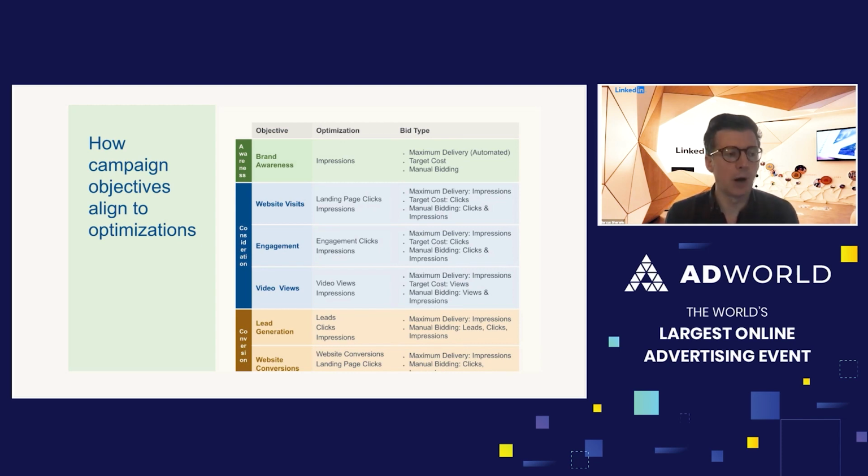So the first thing really is objective. On the top of this slide, we are on slide number 23, I believe. Yes, 23. If we look at the objective, optimization, and bid type, the first objective is brand awareness. This means the optimization is going to be on impressions. The bid types are maximum delivery, automated, target cost, and manual bidding. So this is really if you want to make sure that your impressions are viewed by as many people as possible, and that you get as many impressions out to that audience that you've identified as possible.